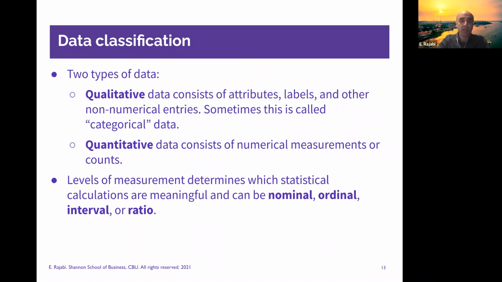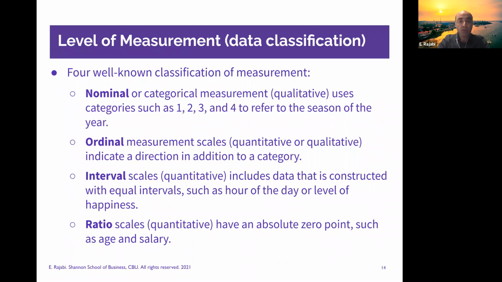Normally in data visualization, we classify data. Our data is either qualitative or quantitative. When we are talking about qualitative data, we are talking about categories. And when we are talking about quantitative data, we are talking about numerical measurements. There is another classification called the levels of measurement, which determines which statistical calculations are meaningful and can be used as nominal or ordinal, interval, or ratio. So in data understanding, we should pay attention to the level of measurement, the type of data that we have.